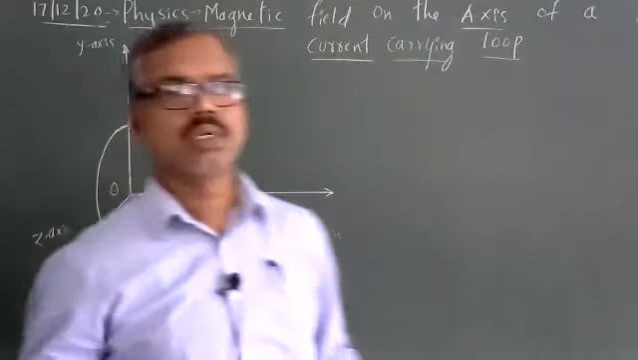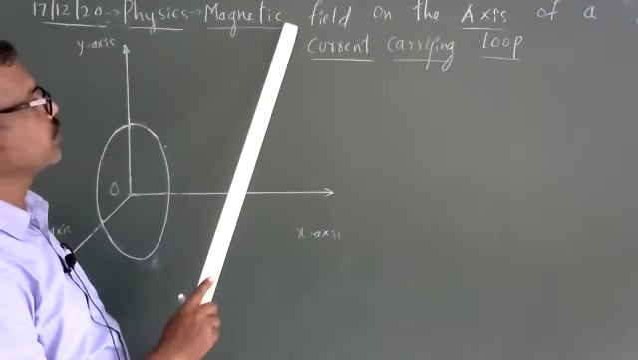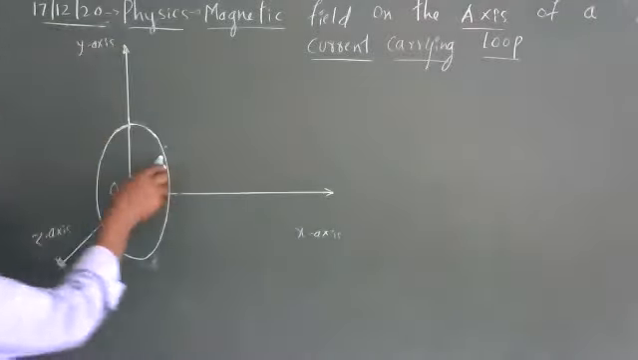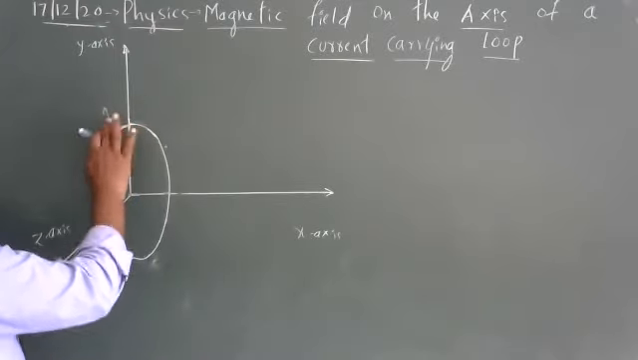Good morning, dear students. Today we'll learn how to obtain an expression for the magnetic field on the axis of a current carrying loop. I just considered a loop. The loop is only one single loop.